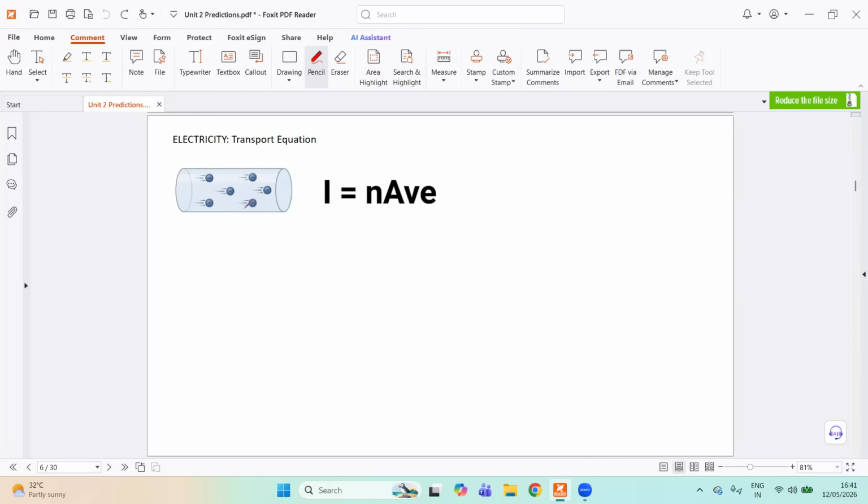So the first topic of electricity that I want to cover is the transport equation. The transport equation is I equals nAve, and you need to know the definitions of each of these terms. n is the charge carrier density. Another name in the most recent papers, what I'm noticing, is they're calling n the number of conduction electrons per unit volume. A is the cross-sectional area. V is the drift velocity, and e is the charge of an electron.